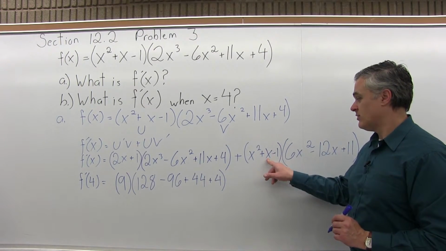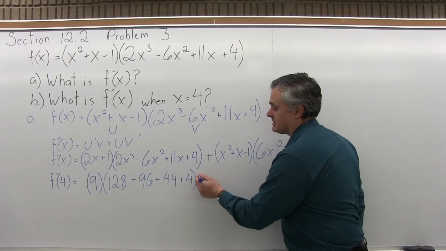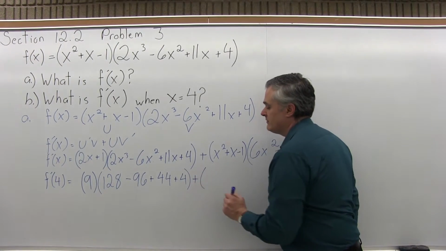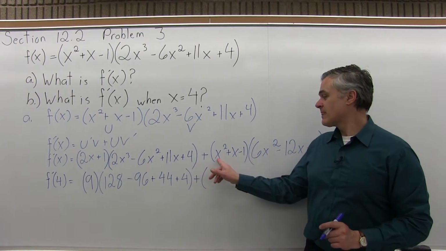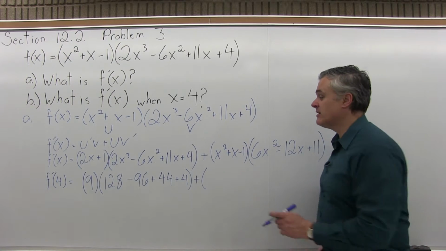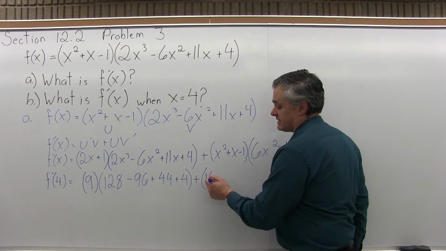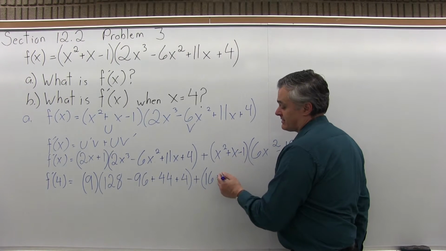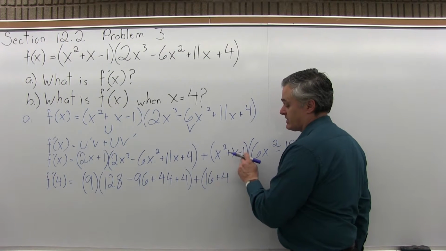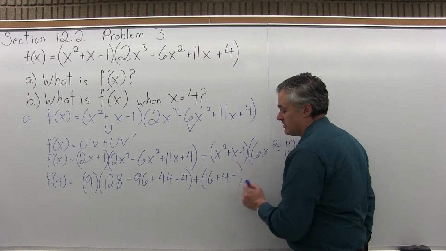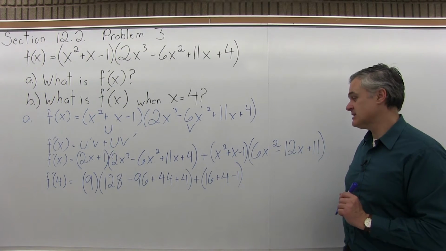And now I'll move on to the next set of parentheses. There's a plus here. So now x squared, 4 squared is 4 times 4, which is 16. Plus x will be plus 4. The minus 1 has no x, so it stays minus 1. So there's that set of parentheses.